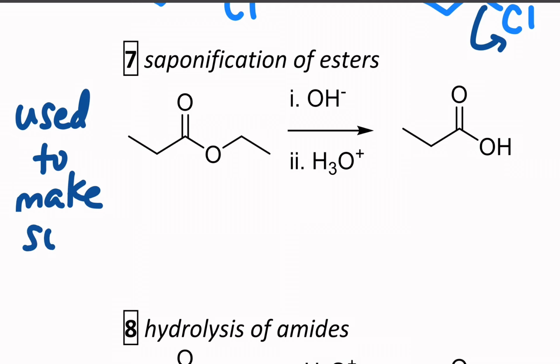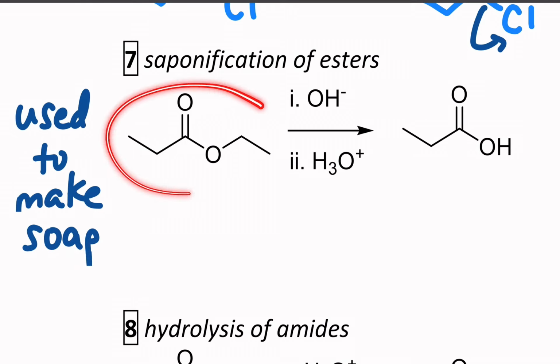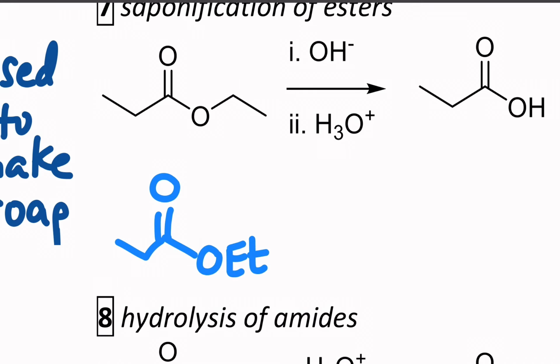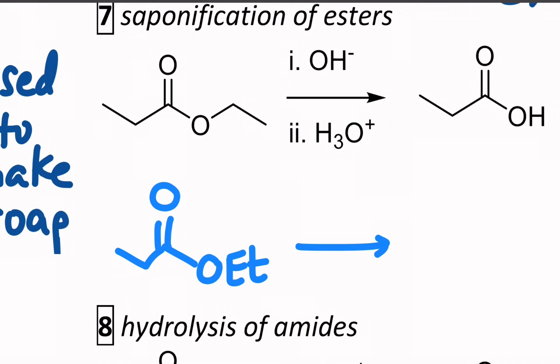Soaps are historically made from fats, which contain triglycerides, which are 3 esters. We're going to show it with just 1. And esters are also reactive at the carbonyl. So if I draw out this ethyl ester, I'm just going to abbreviate the group on the oxygen as an ET. Saponification is how we turn these into acids.